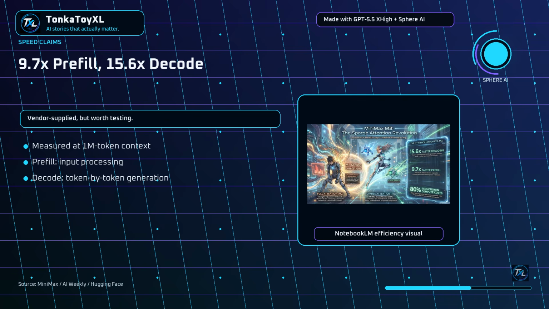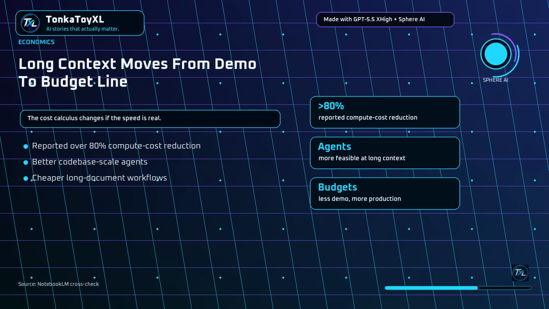The numbers everyone is quoting are 9.7 times faster pre-filling and 15.6 times faster decoding at 1 million tokens versus M2. Those are vendor-supplied claims, but if they survive testing, they are not small optimizations. Some coverage frames this as more than 80% compute cost reduction for million token documents. I would treat that as reported, not audited. But the direction is obvious. Faster long context can turn expensive demos into real workflows.